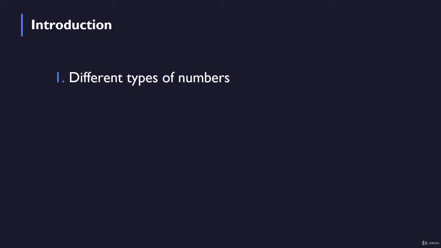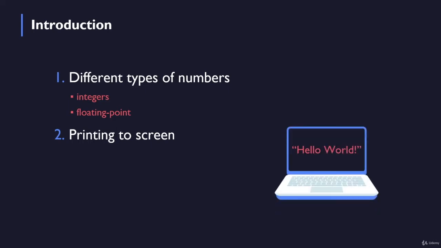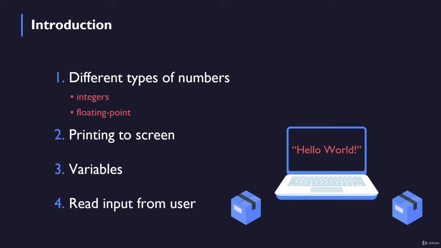familiar with different types of numbers, for example integers and floating point numbers. We also talked about how to print or display something to the screen, starting with the famous Hello World example. We then talked about variables, and at this point you should know what variables really mean, how to create them, how they can be used, and so on. And lastly, we also discussed how we can read an input from the user.